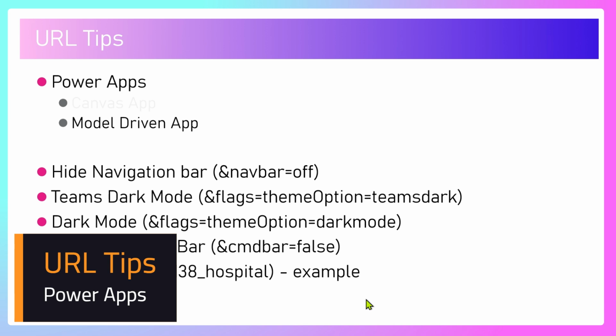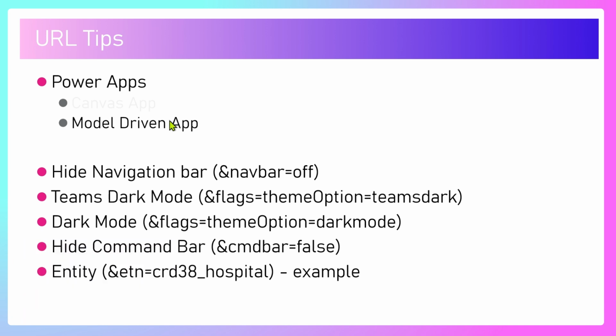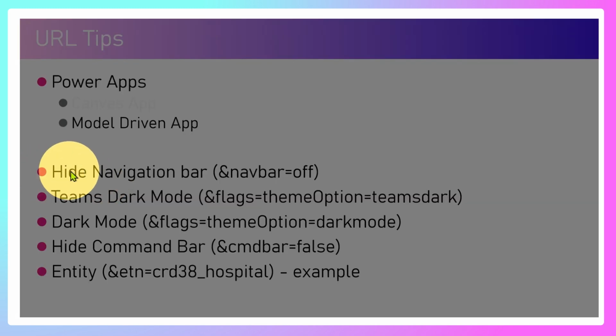In this video, let's look into the URL hacks or URL tips for Power Apps, specifically model driven app. Just by making a change in the URL, by either appending a query string or altering the URL, you will be able to perform various operations. As you see over here, if I want to hide the navigation bar in a model driven app, I just need to append ampersand navbar equal to off.